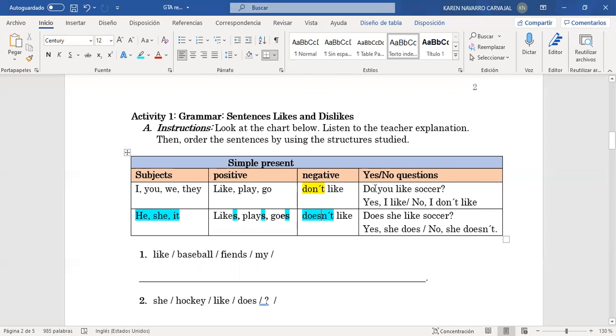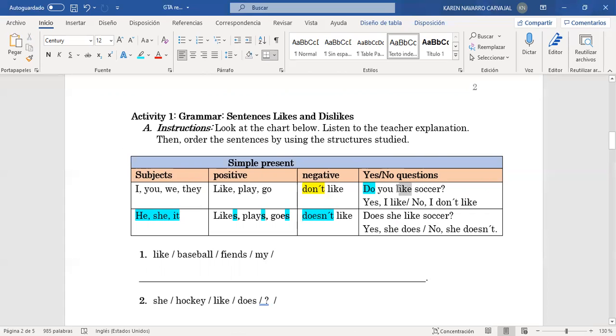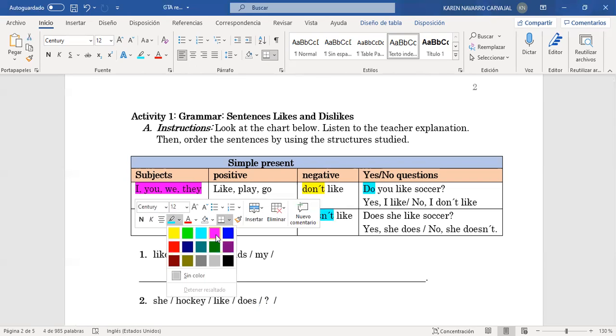For plurals, we have do, right? So we use do plus the subject. And then we have the verb. Nothing changes with the verb. Okay, but for these plurals, for these subjects.